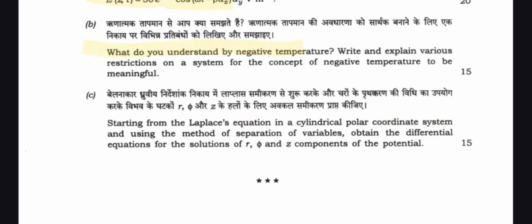What do you understand by negative temperature? Explain the various restrictions on a system for the concept of negative temperature to be applicable. And question number C is the last.